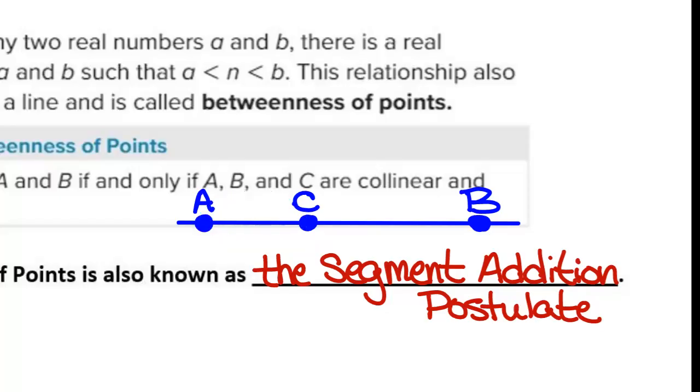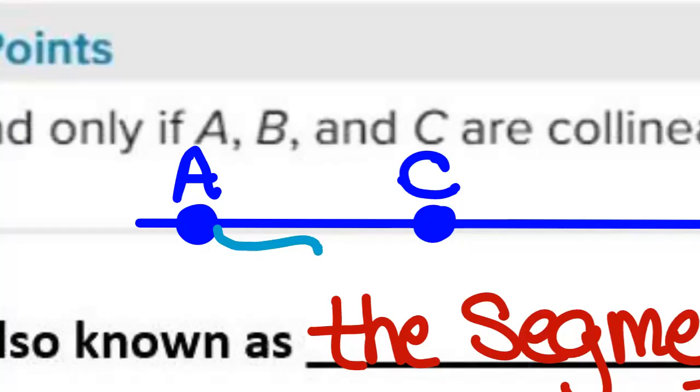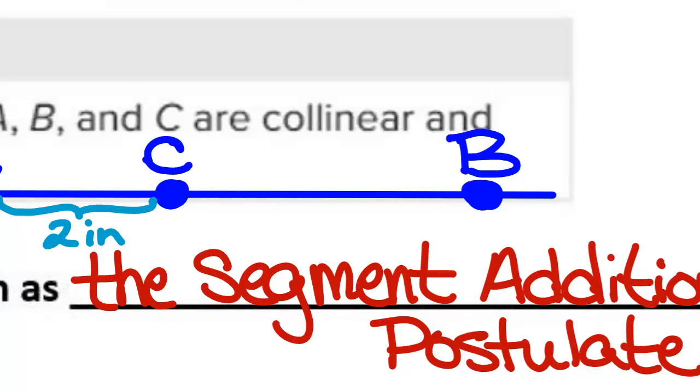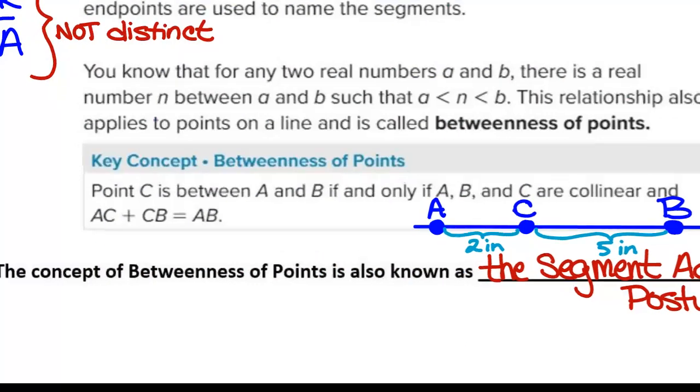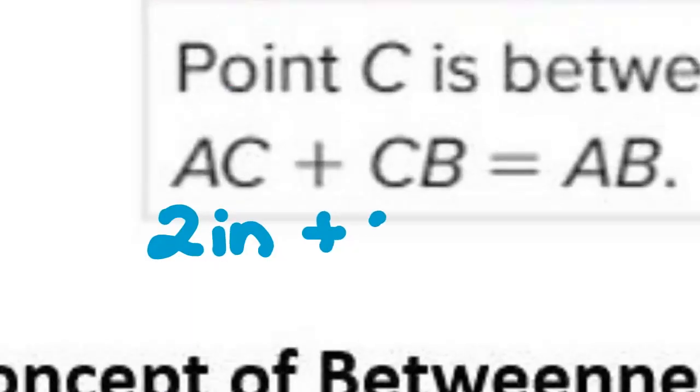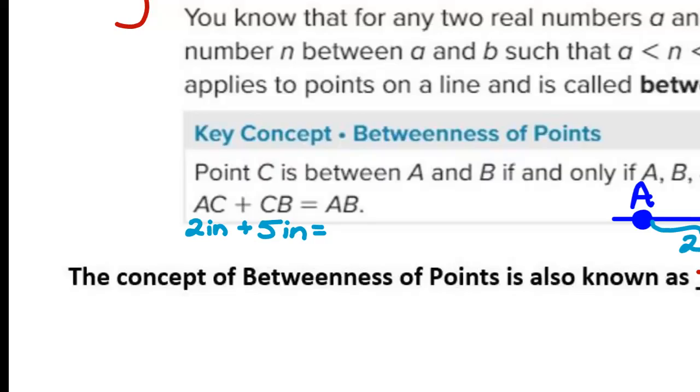If I have a situation like that, and I know that from A to C is 2 inches, and I know that from C over to B is 5 inches, then I can take the length from A to C, 2 inches. I can add it together to the length from C to B, which was 5 inches. And that gives me the length of the bigger, longer line segment. How far would it be from A all the way over to B? 7 inches. Perfect.